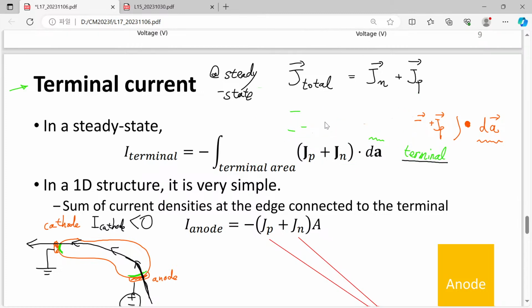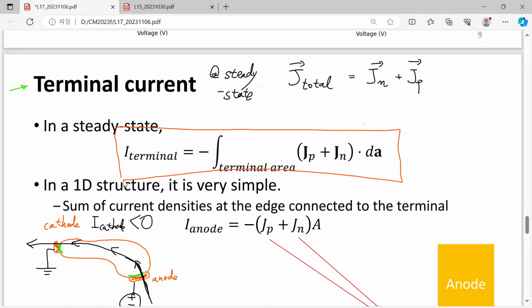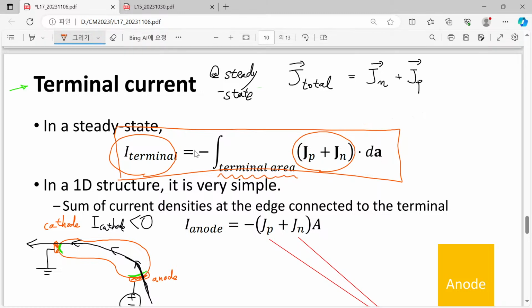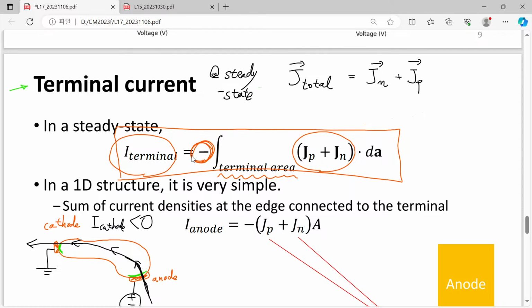I spent quite a long time explaining this simple rule, but my final answer for evaluating the terminal current is summarized here. If you want to evaluate the terminal current, please make a surface integration of your total current density over the terminal area. Don't miss your negative sign. This is a convention, a worldwide, universal convention we adopt in this field.